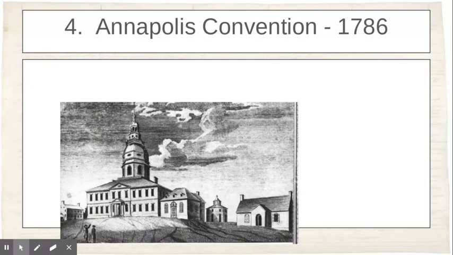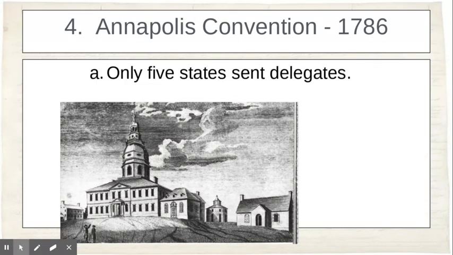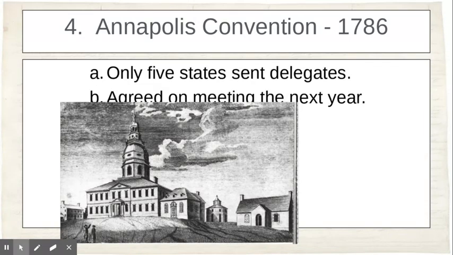So the last one up there is first attempt. We would make our first attempt at changing. The first attempt we would have at changing will be called the Annapolis Convention in 1786.